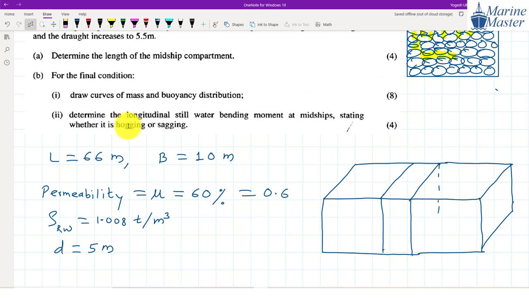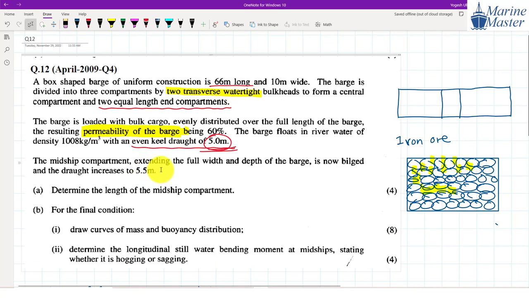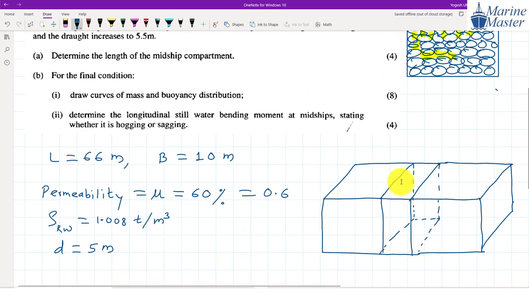This is our midship compartment. Guys, imagine that. And what are they saying about the midship compartment? The midship compartment is extending the full width. So extending the full width means what?